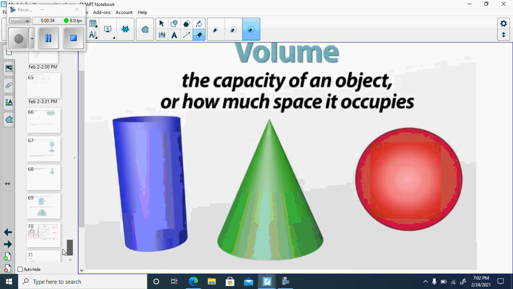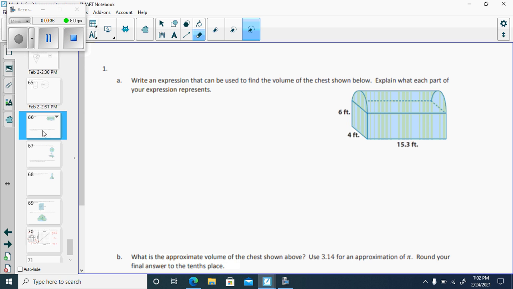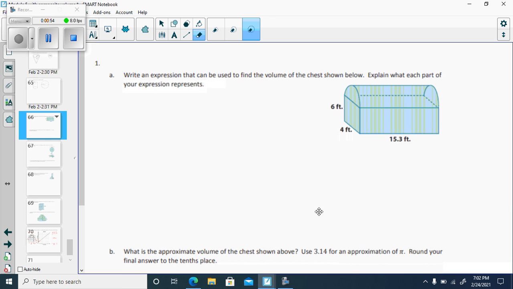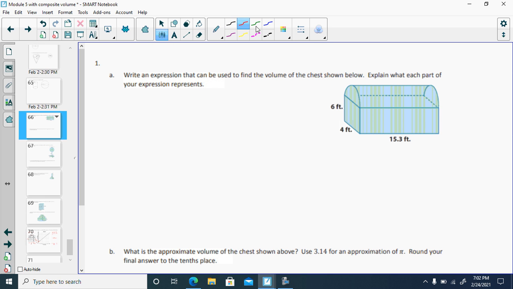Now, I don't have these listed for you in your workbook because these are actually in the Module 7 Eureka workbook. Now, I have not given that one out yet. So let's see what we can do here. Let's write an expression that can be used to find the volume of the chest shown below, and then we're going to find the volume of it using 3.14 as an approximation for pi. Okay, so hold on. Let me see if we can get this set up.